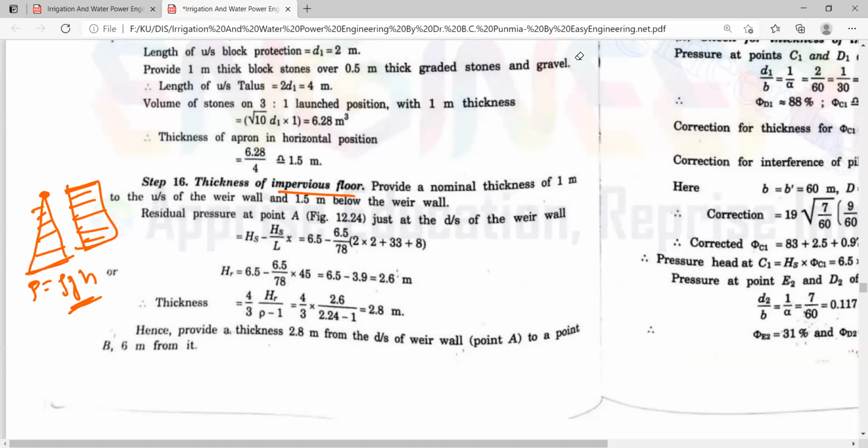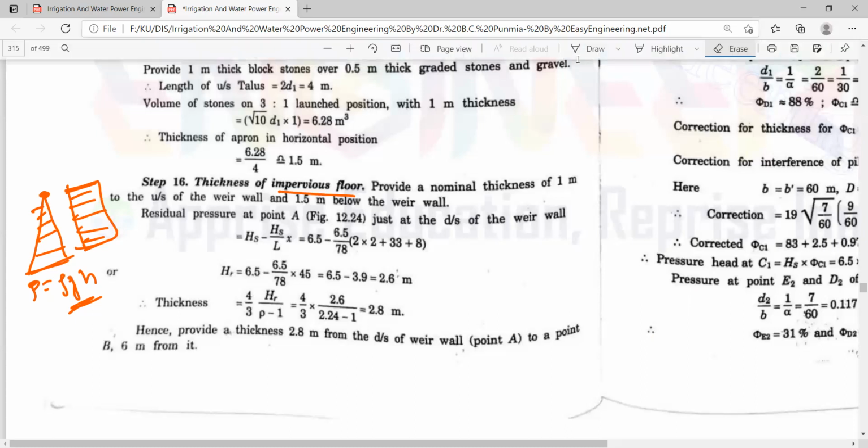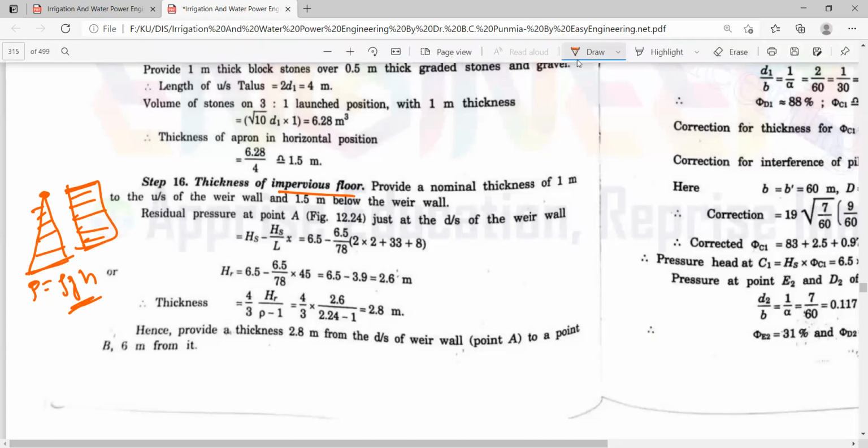Okay, right. First of all, I want to calculate the residual pressure at point A.